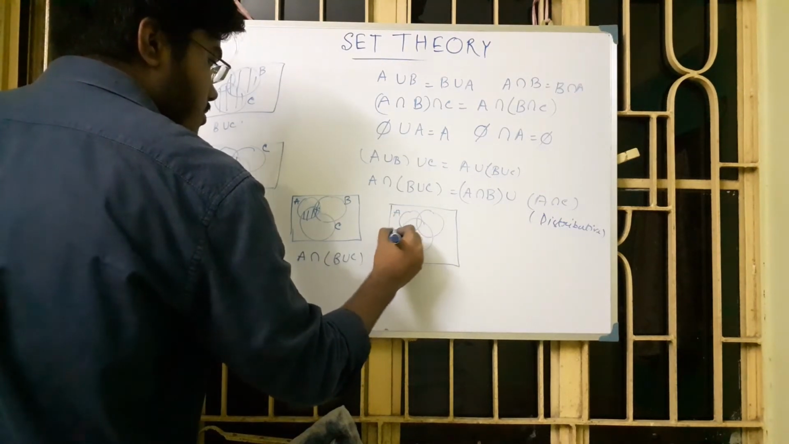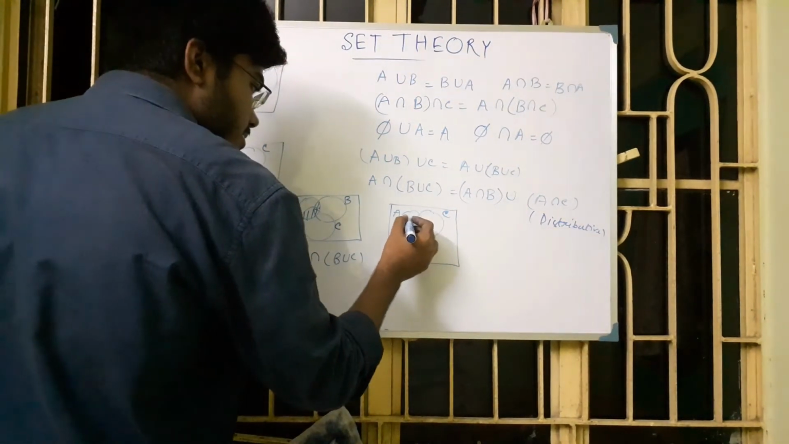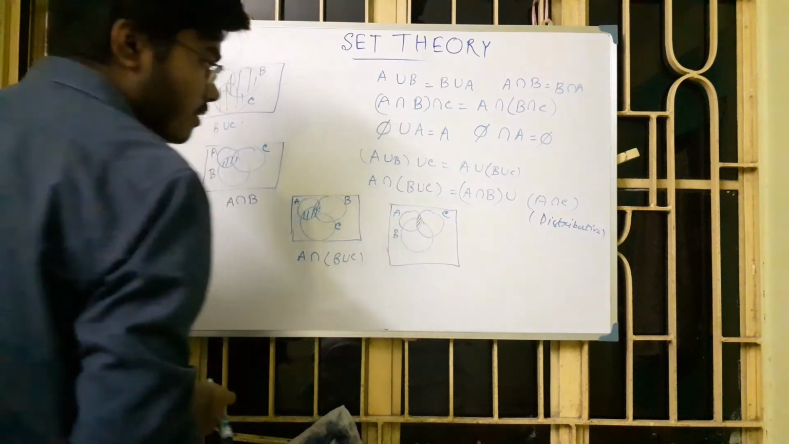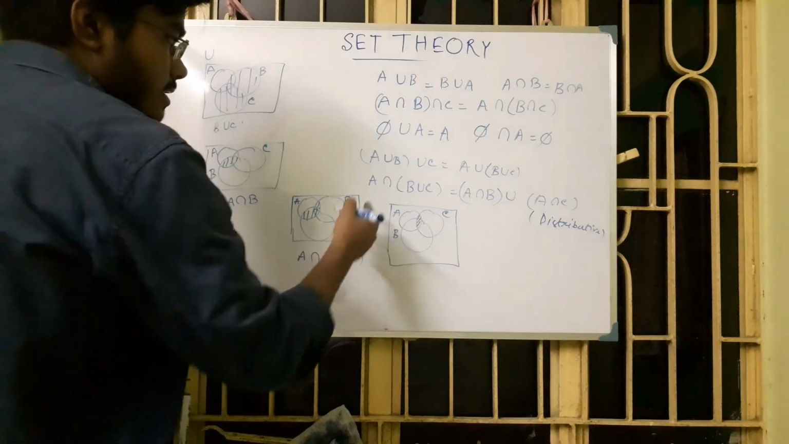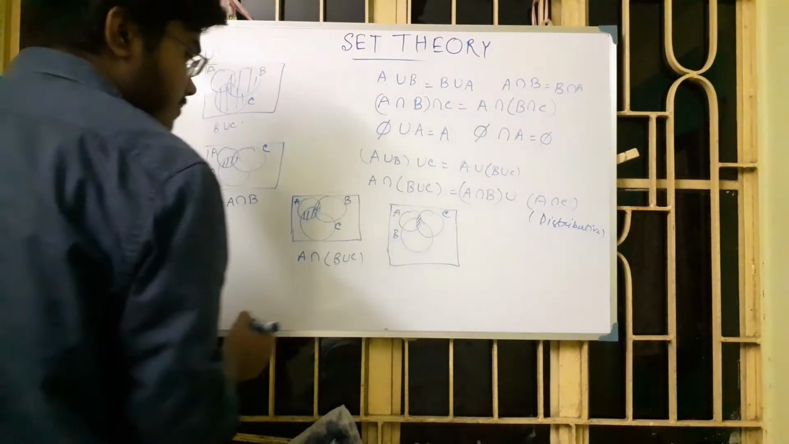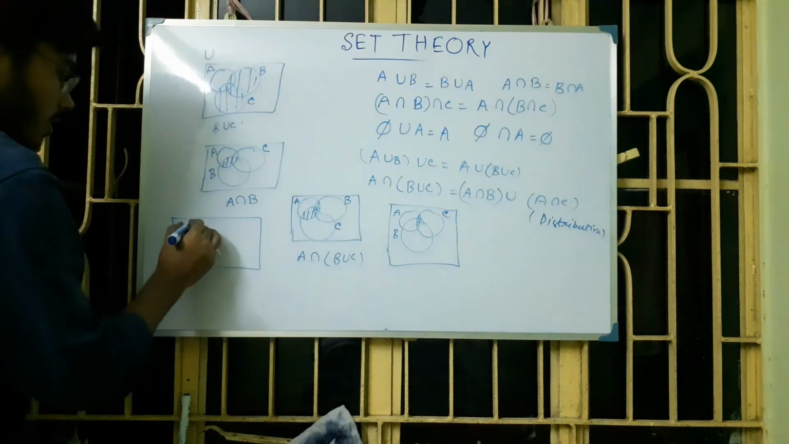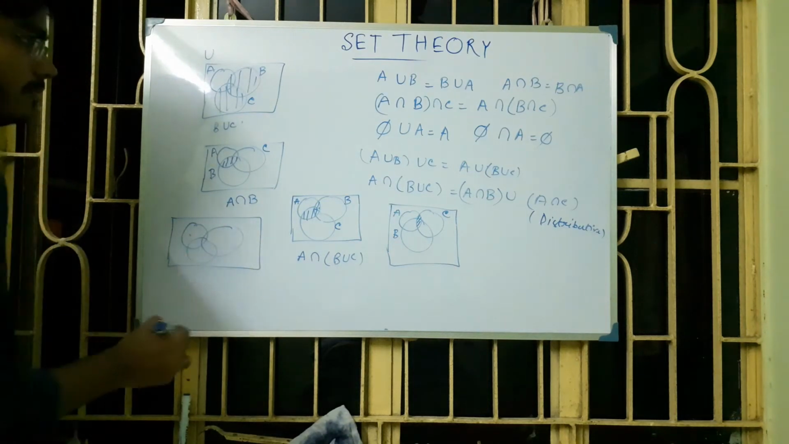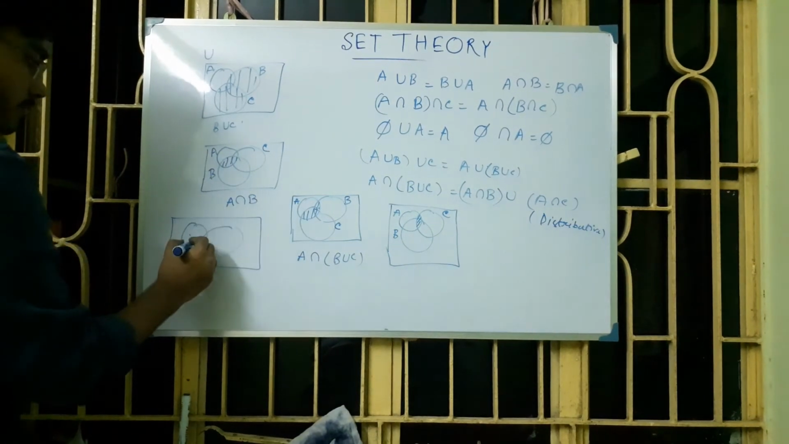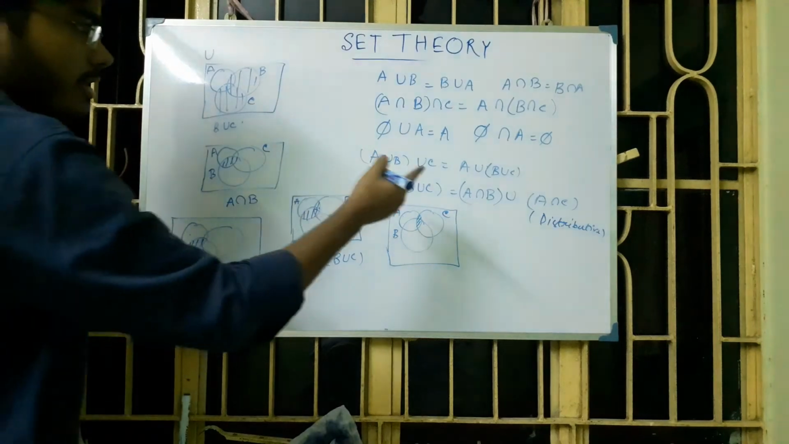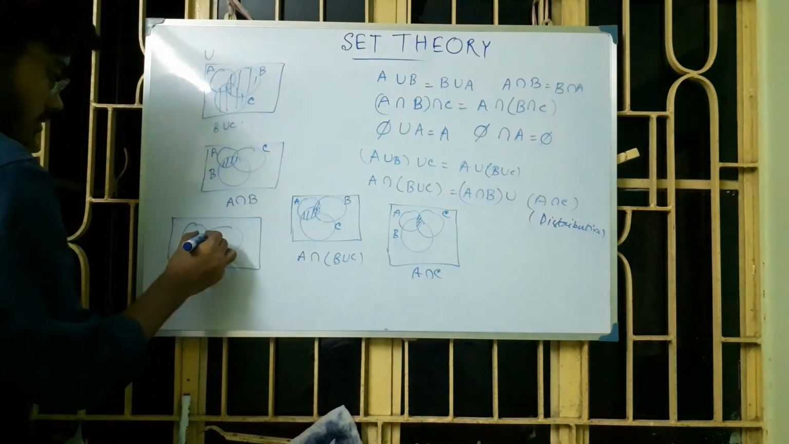And if this is A, this is B, this is C, what is A intersection C? A intersection C is this thing. Okay? This is A intersection of C. Now, what is this case? A intersection B union C. Look, A intersection B, that is this term, A intersection B, union A intersection C, this is A intersection C, union this term, that means the total term.